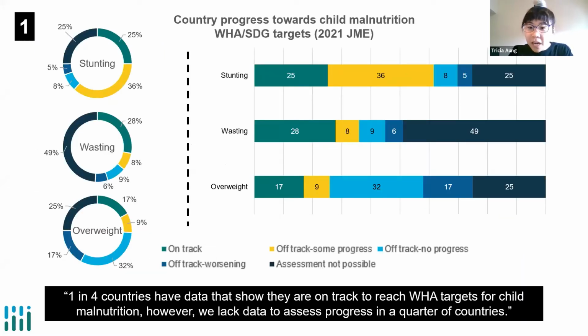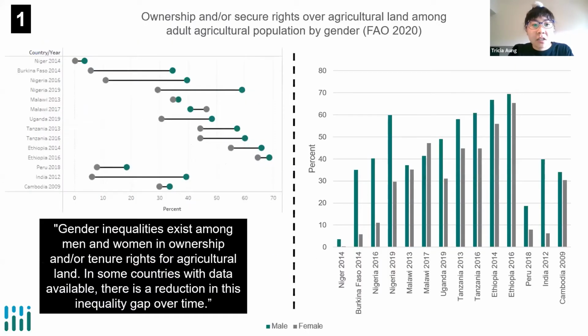1 in 4 countries have data that show that they are on track to reach World Health Assembly targets for child malnutrition. However, we lack the data to assess progress in a quarter of countries. That's the key message for these 2 graphs. So you're choosing which one, A or B, or I think they're numbered 1 or 2, is better. And then the second key message is: gender inequalities exist among men and women in ownership or tenure rights for agricultural land. In some countries with data available, there is a reduction in the inequality gap over time.